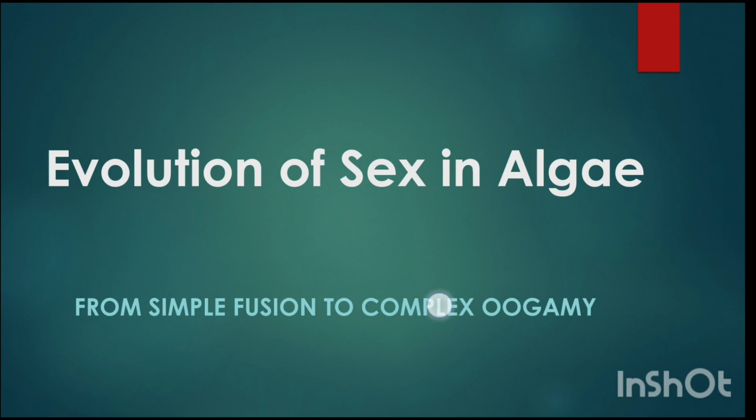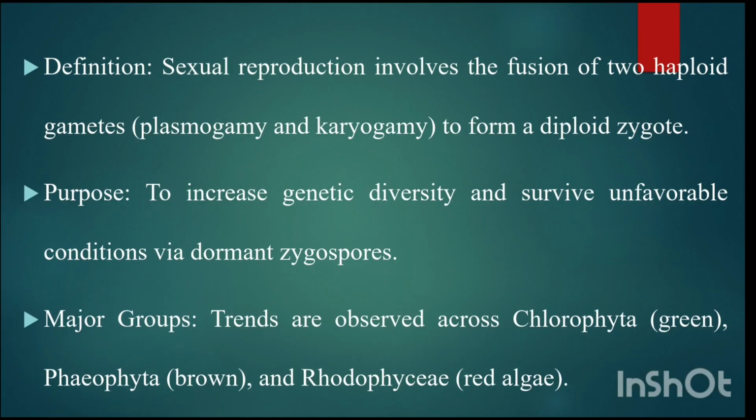So let's start. At first, what is sexual reproduction? It involves the fusion of two haploid gametes. At first, plasmogamy, that means fusion of cells, then karyogamy, fusion of nuclei to form a diploid zygote, which is 2n. What is the purpose of sexual reproduction? To increase genetic diversity, because two genetic constituents fuse with each other to form one zygote, and it helps to survive in unfavorable conditions via a dormant zygospore or zygote.